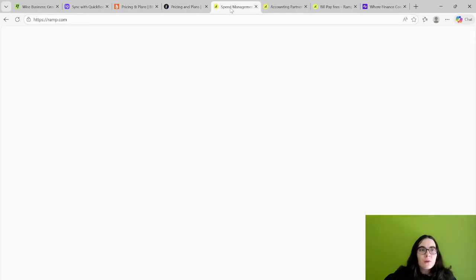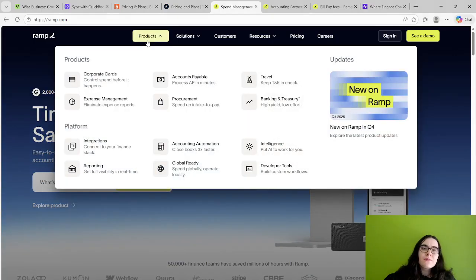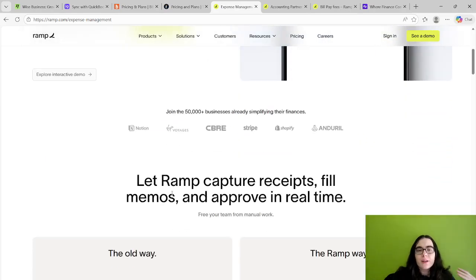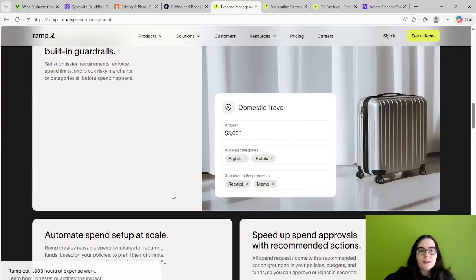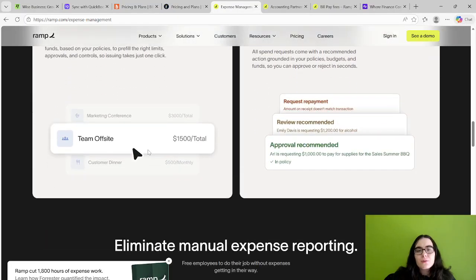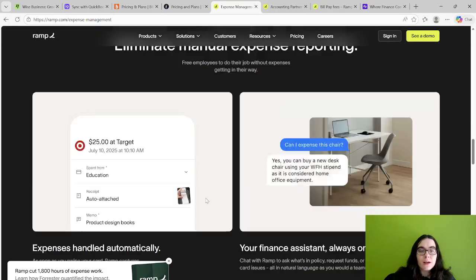So next, we'll look at Ramp. This is similar to Tipalti in that it's for payables only. So that's good and bad depending on what you're looking for. And they really have some good capabilities when it comes to expense management. They can help you look at how much you're spending, cut costs. You can set up different guardrails like spend limits. Like they say, you can block risky merchants or categories. So you can really reduce your spending and save money with Ramp.